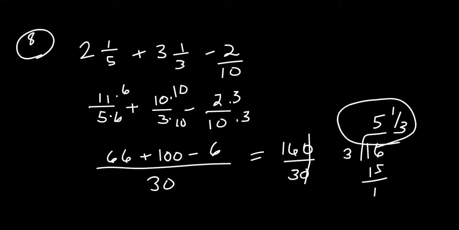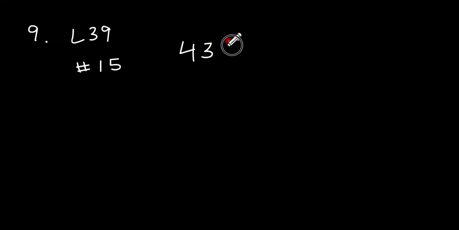All right, number 9. So it's from lesson 39, number 15. The problem says 43 5/7 minus 12 2/14. You know what I did? I just said that's the same as 1/7 and proceeded with my problem.